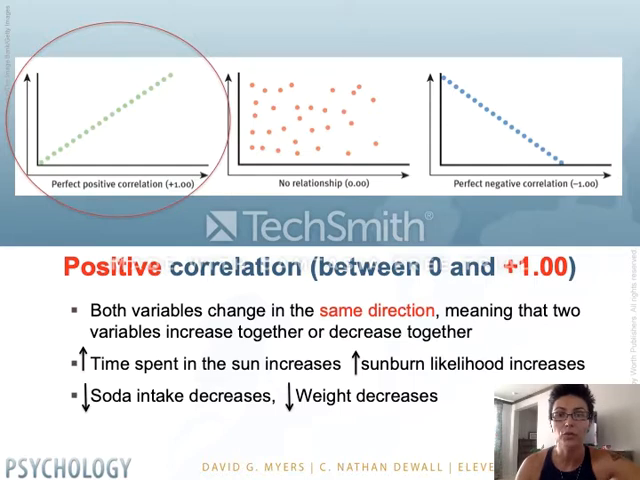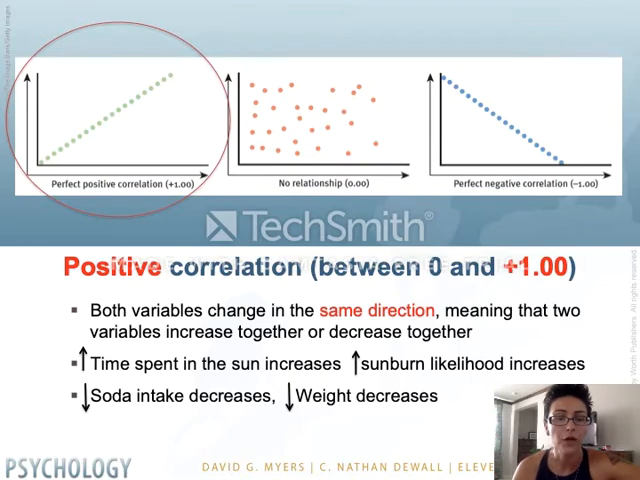Here, the variables are both decreasing. If they're both decreasing, my correlation is still positive. The trap here is that when we see decreasing, we think decreasing is negative, so it must be a negative correlation, but it's a trap. You have to look at the direction. If both things are going in the same direction, whether it's increasing or decreasing, then we have a positive correlation.